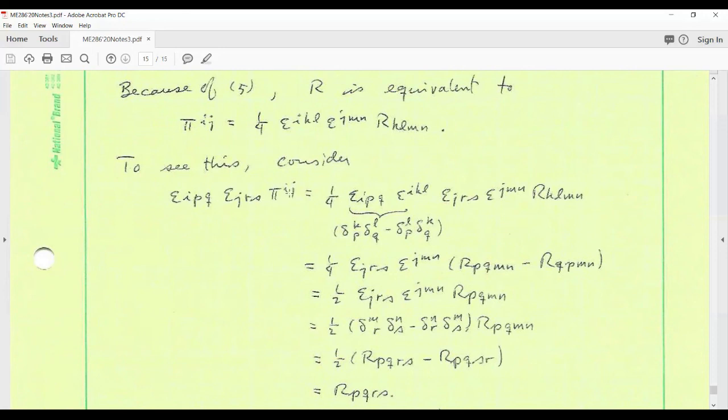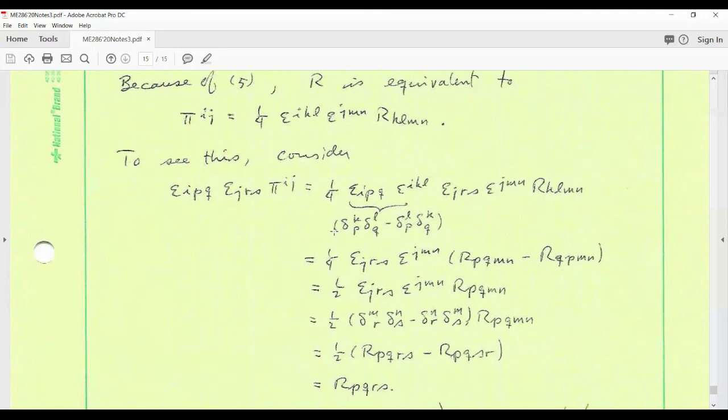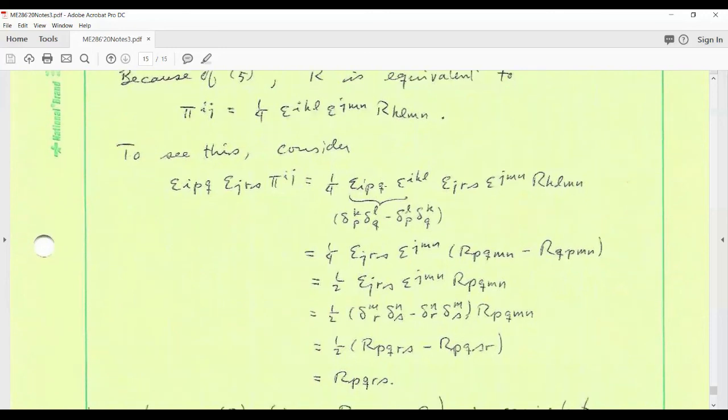I and j, sum on I and j, and I'll use PQ and RS to avoid any conflict with the summations on the right-hand side. And the 1/4 we'll see will disappear when I do this. So I have 1/4 epsilon IPQ, epsilon IKL, epsilon JRS, epsilon JMN, and so on. I can now use my epsilon delta identity, which you can recall from our discussion of Stokes' theorem. I get a Kronecker delta KP LQ minus LP KQ.